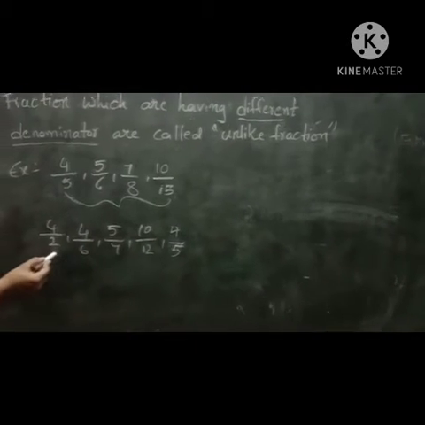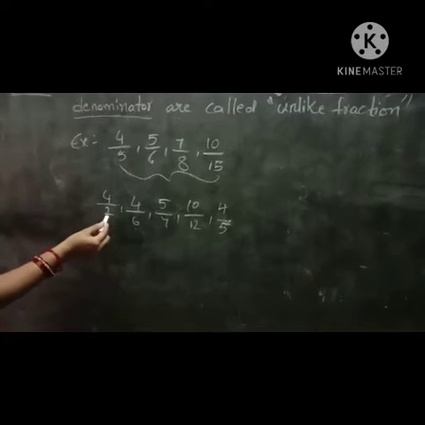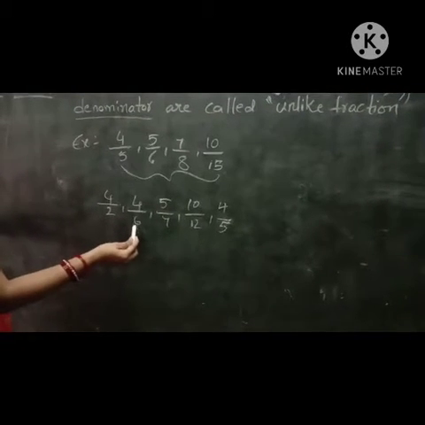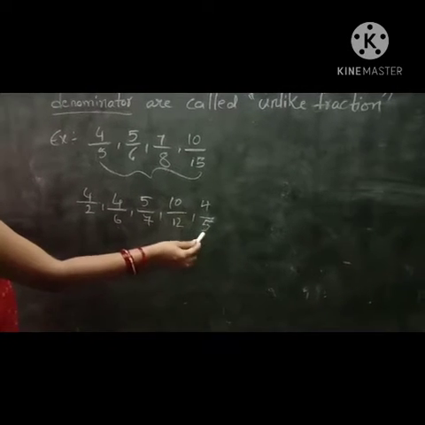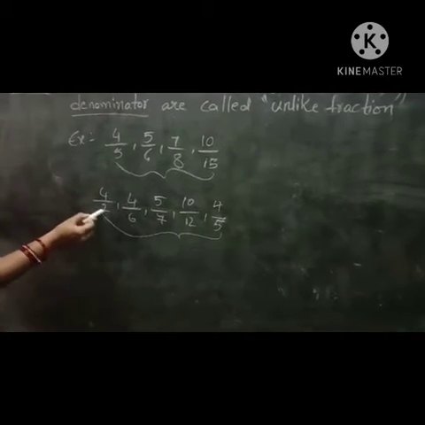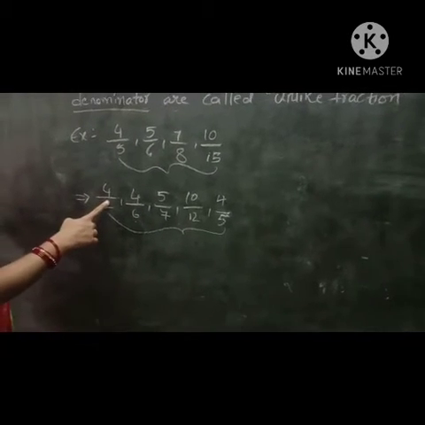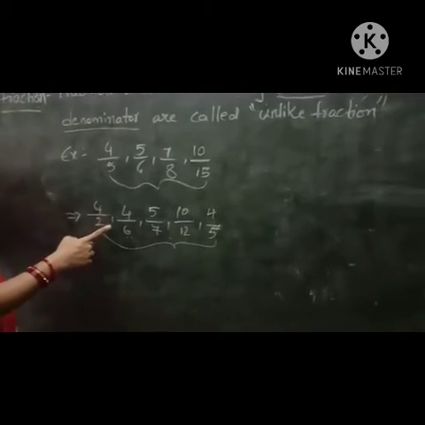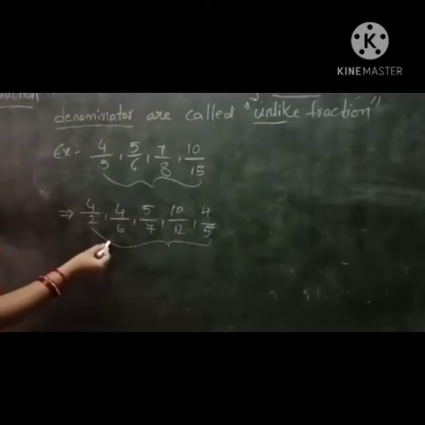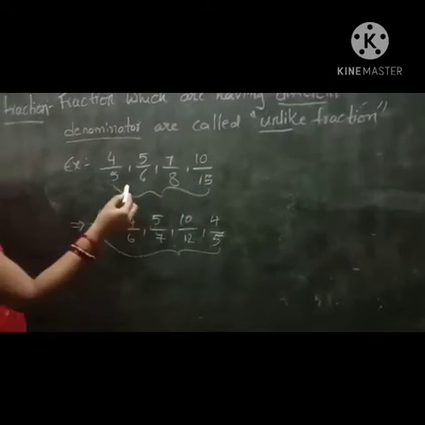See here, children, what are the denominators here? The first one is 4 by 2, 4 by 6, 5 by 7, 10 by 12, 4 by 5. Here also the denominators are different. So this example belongs to which one? Like fraction or unlike fraction? Yes, unlike fraction. Why? Because the denominators are different.